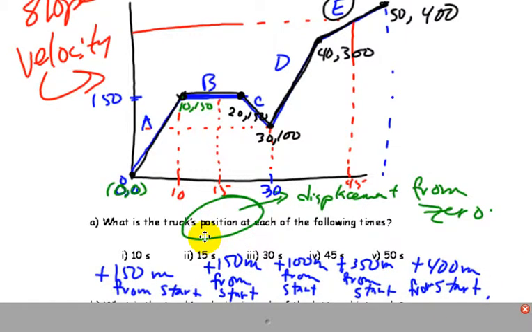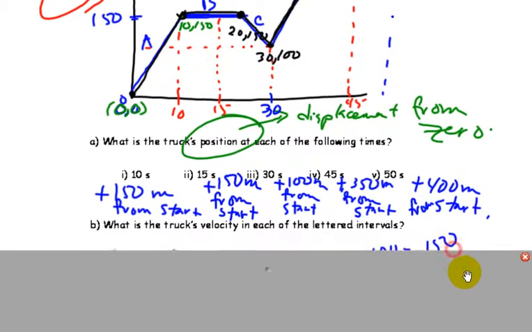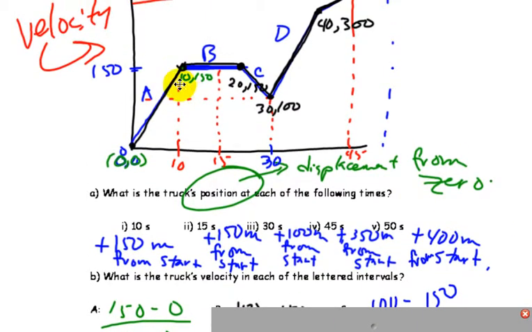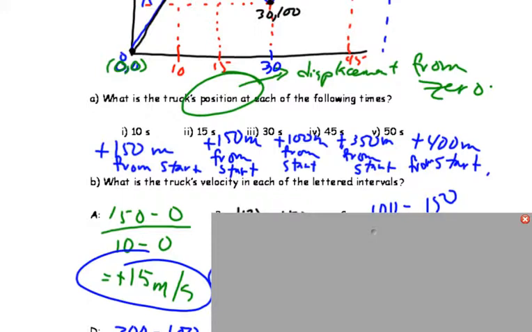And technically, position means we need to have a displacement with the direction and a starting point. So technically, from the start, I should have for each of those, plus 150 from start, plus 150, etc., all the way to the end. And then lastly, the velocity of each of the intervals. So if we look at the first one, my second displacement minus my first, 150 minus 0 over T2 minus T1, 10 minus 0. So I get plus 15 meters per second there.